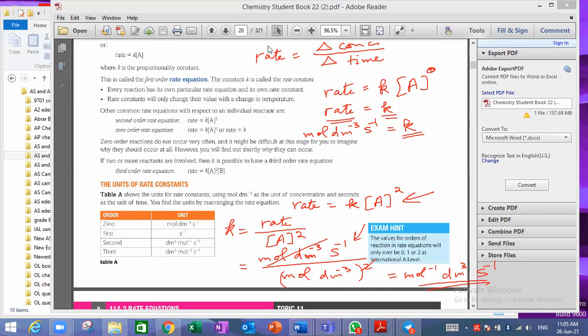If we have a third order reaction, we will find that the units of K, the rate constant, is decimeter to the power 6, mole to the power -2, second -1. So as you see here, the units of the rate constant depend on our rate equation. We don't have a constant unit for the rate constant. It depends whether we have a zero order reaction or a first or a second or a third order reaction. It depends on our rate equation.